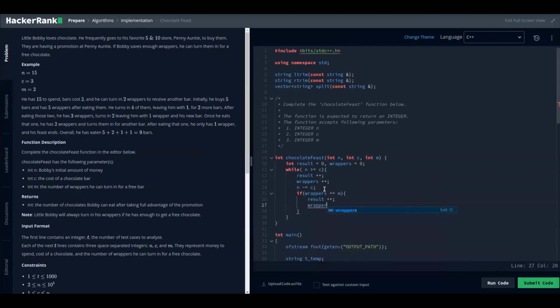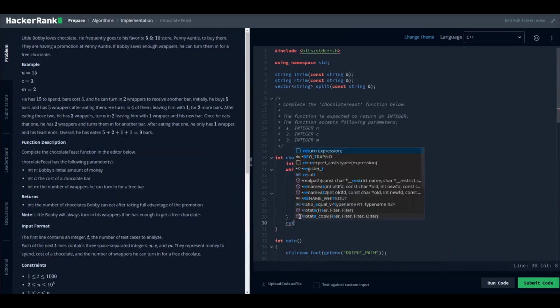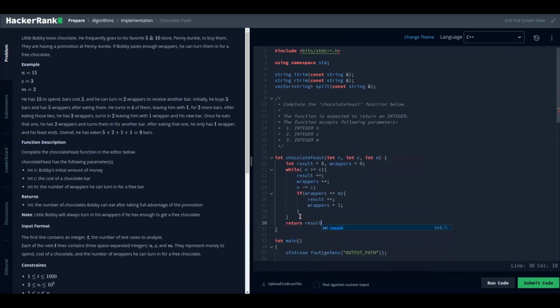And then, more importantly, you need to reset the number of wrappers to 1. Why am I supposed to reset the number of wrappers to 1? Because if wrapper is equal to m, I can take one chocolate, and then this chocolate's wrapper should be the initial value of the number of wrappers we have. So at the end of this, we can return result.